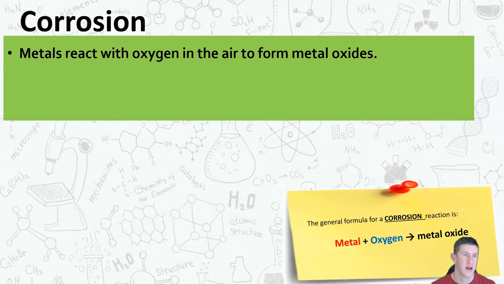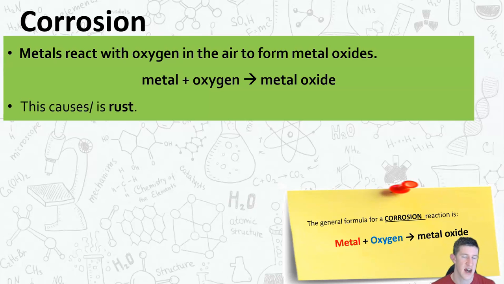Corrosion is the next one. Corrosion is when a metal reacts with oxygen in the air to form a metal oxide. We often just call this rust. So we take a metal, we add oxygen, we get a metal oxide. This is kind of using our ion formula.